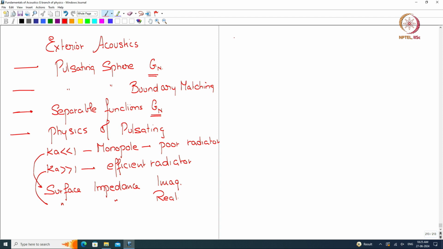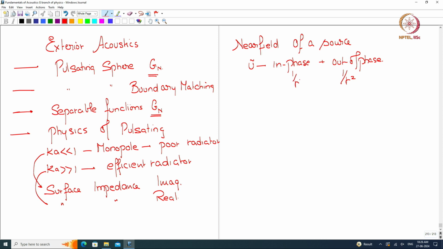And then we also saw, beginning with the near field of the pulsating sphere or of a source, how the particle velocity has an in phase component and an out of phase component, which in the case of the sphere had a 1 over r square dependence and this had a 1 over r dependence, whereas the pressure had a 1 over r dependence.